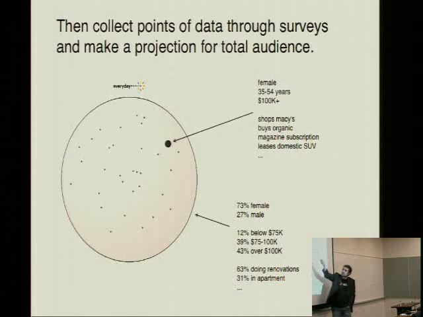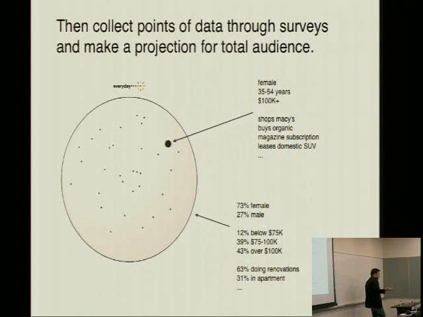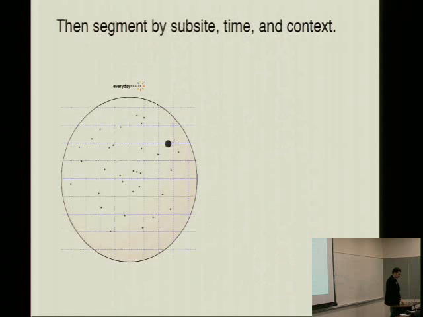So we know that the website as a whole has this 70-30 split in gender. It has this kind of three-way split in terms of income, et cetera. So this is how a lot of these big websites tell their advertisers the composition of our audience. So all pretty straightforward.